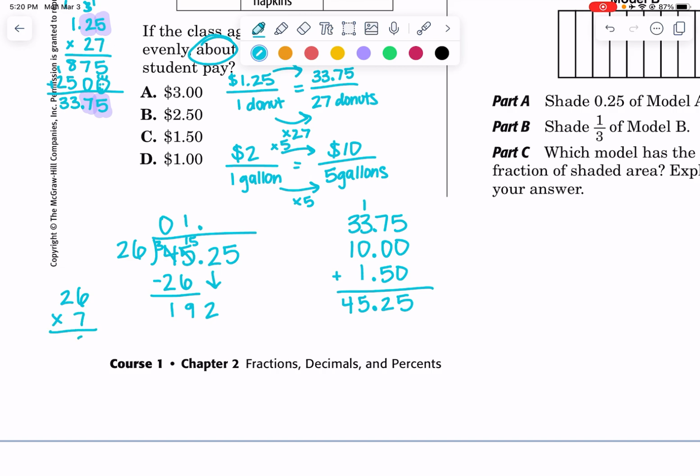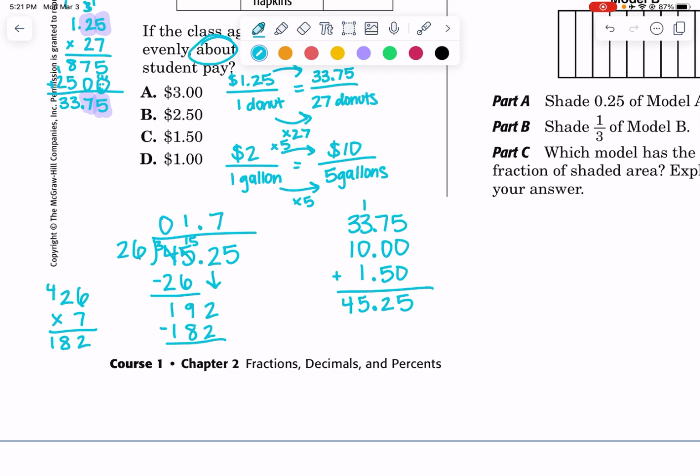26 times 7 is 42. 6 times 7 is 42. 7 times 2 is 14, plus that 4 is 18, 182. And that was 7 times. So it's going to be $1.07 something.